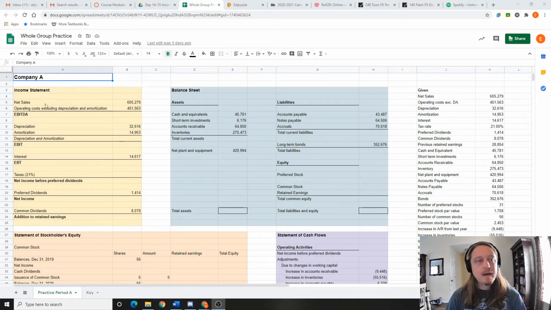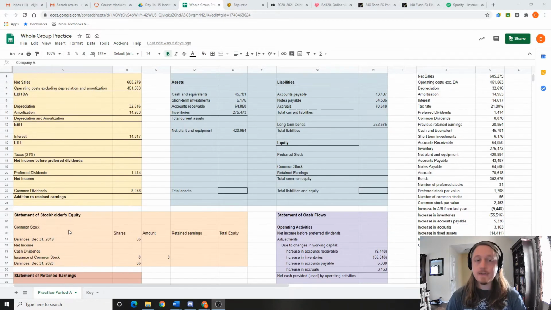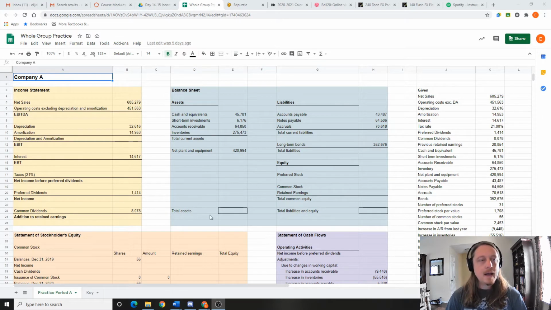So here we have Company A, and there's a lot going on. We have income statements, balance sheets, statements of stockholders' equity, statements of cash flows, statement of retained earnings. Now, we're not doing all of that today. And then we also have this given section. Now, this given section is stuff that's already been recorded. Throughout the year, we accounted for things, we kept track of it, and these are the values at the end of the year. And so we already know these things.